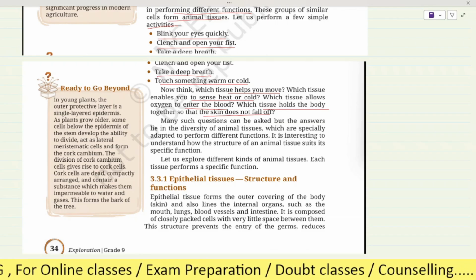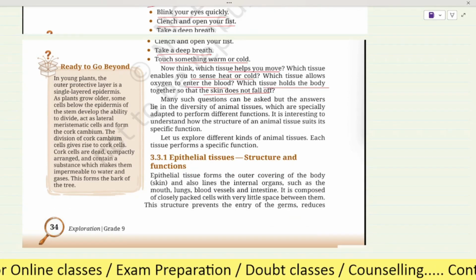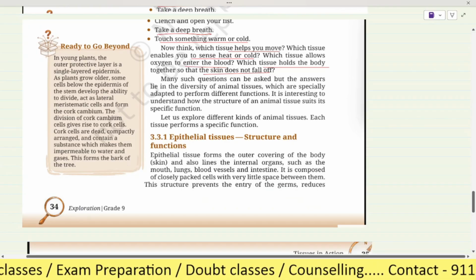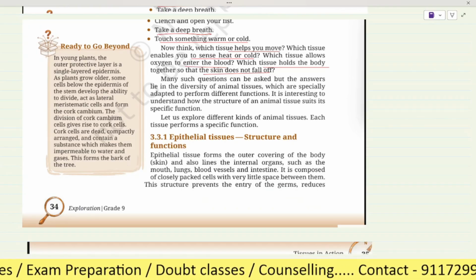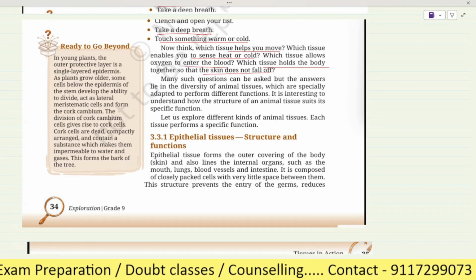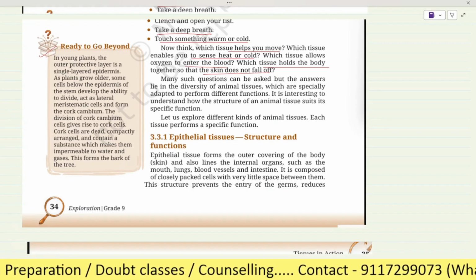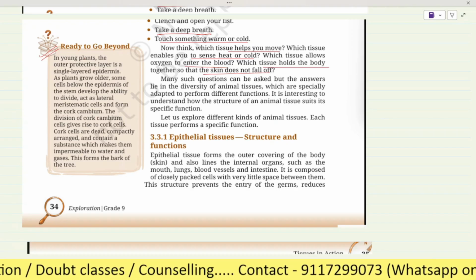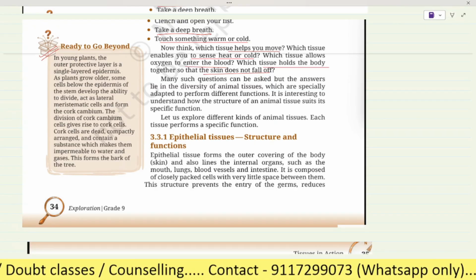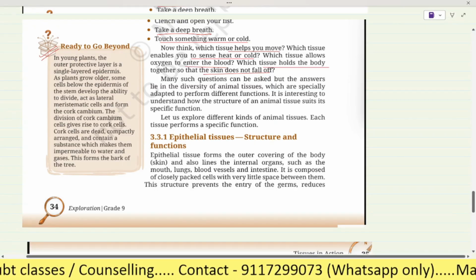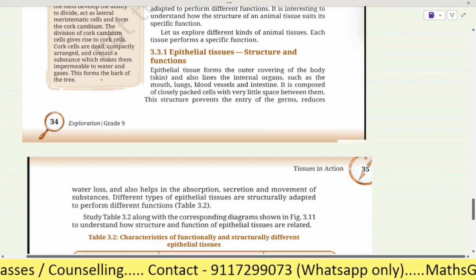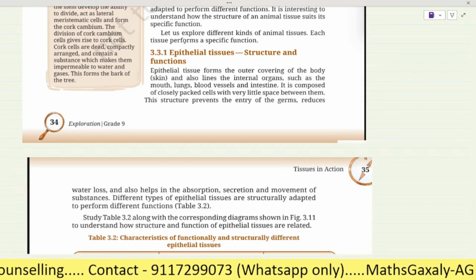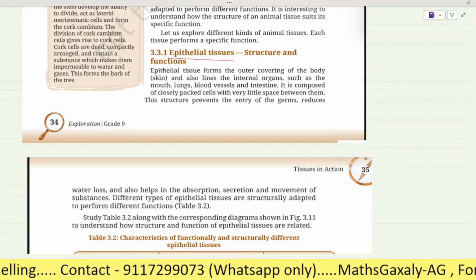Each tissue performs a specific function. So here we will know about the different kinds of animal tissues which perform specific functions. Is it clear? And there is an interesting point here that it says that in a young plant, it's regarding the plant. So when we learn regarding the plant, we will learn it. See here it says epithelial tissues, structure and function. First we will learn about epithelial tissues.